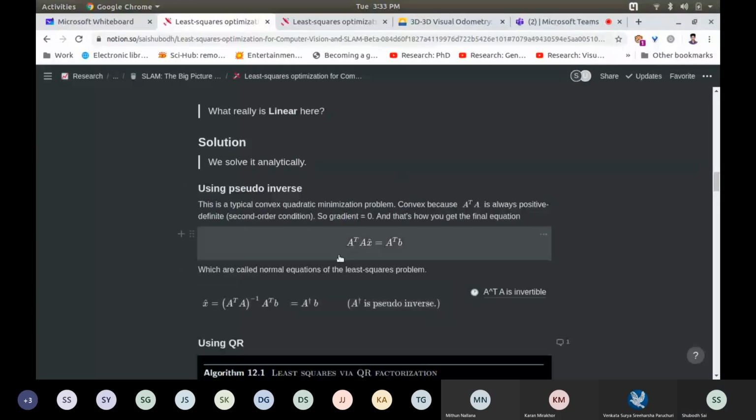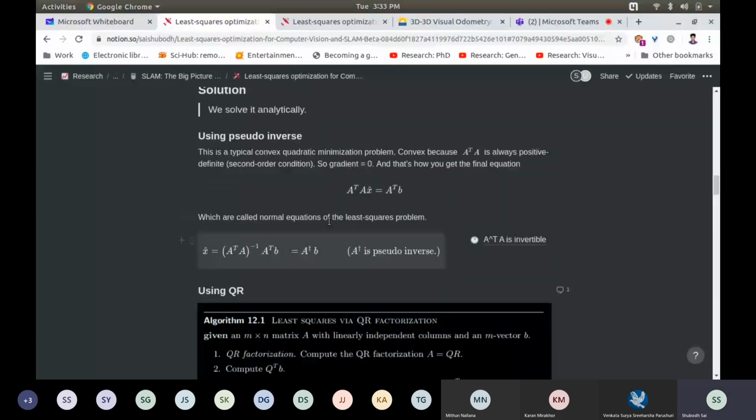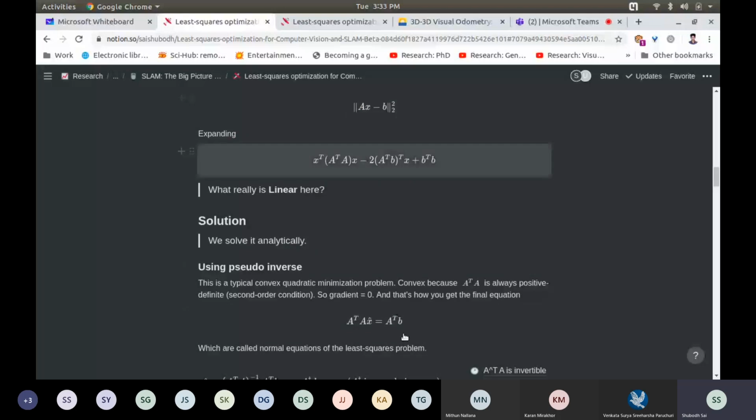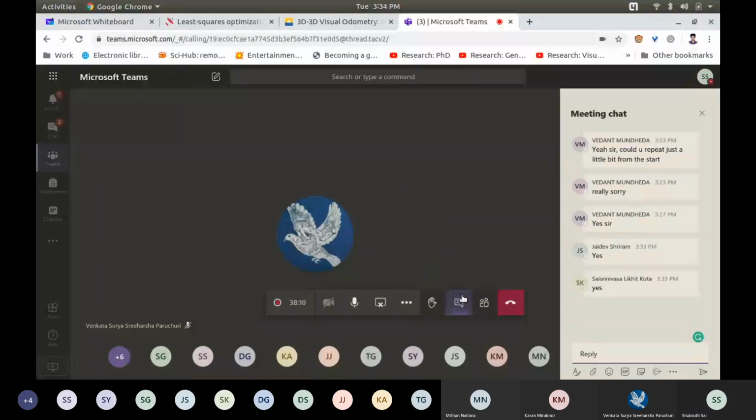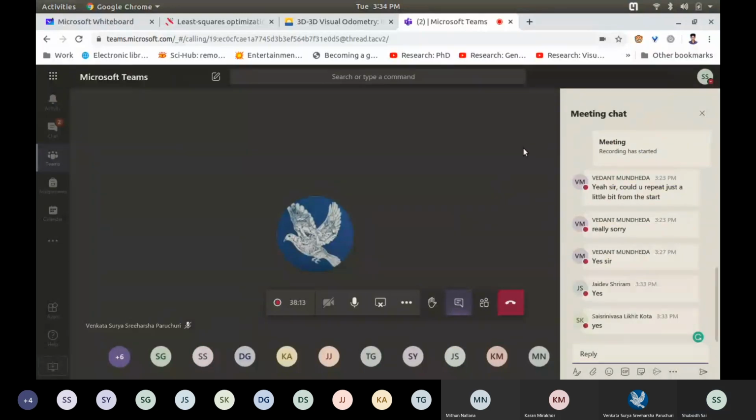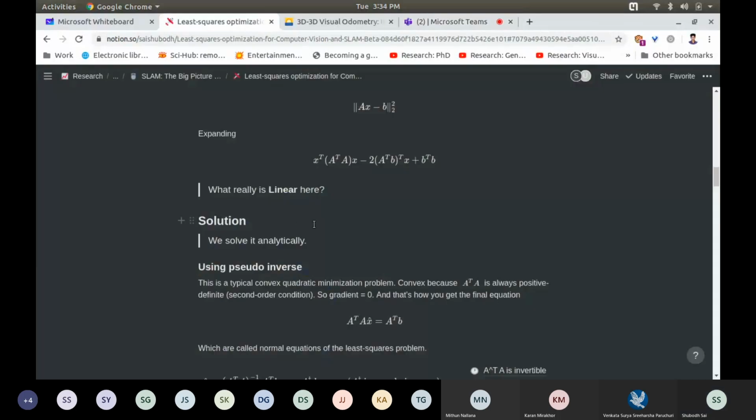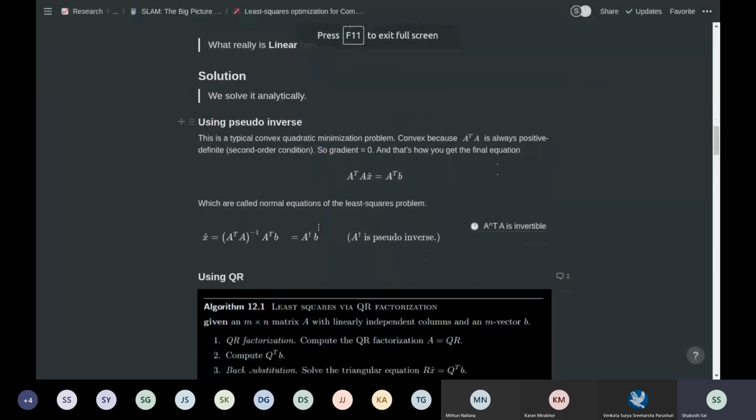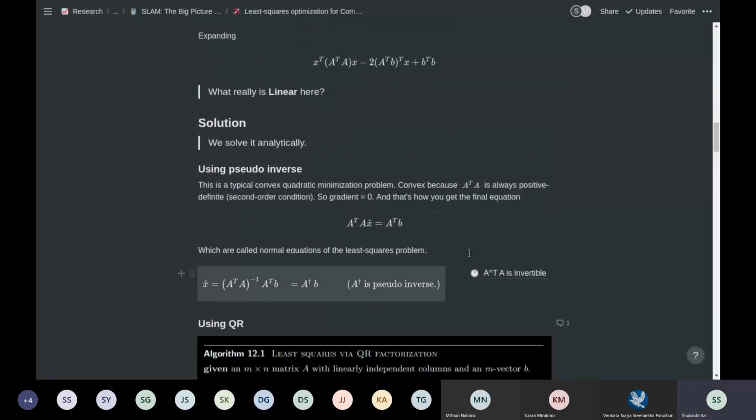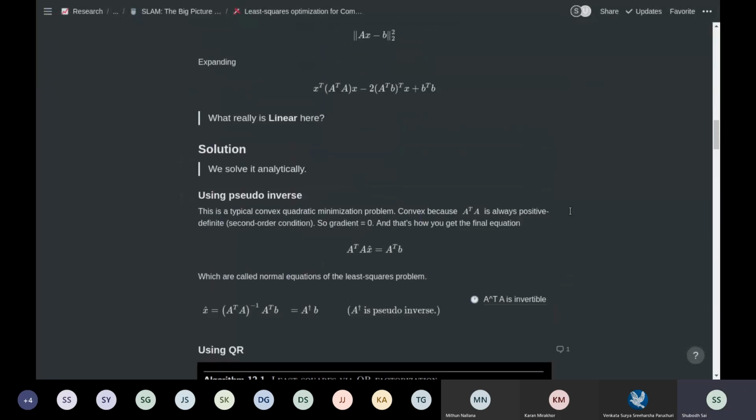Has anyone of you convinced yourself how you reach from here to here? Give me a quick yes or no. You have to enable notifications. Yeah, awesome. Nice. Actually, please participate. That will make me more energetic to present better. Okay, now that is called pseudo inverse.